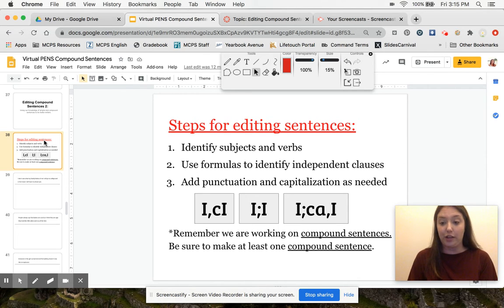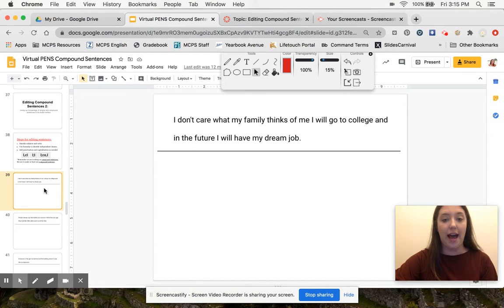Remember, in this particular lesson, we are working on compound sentences. So you need to make sure that your edited sentences have at least one compound sentence. All right, let's take a look at some examples, and I have some new computer tools that I got since last time, so we're going to try those out. Bear with me.